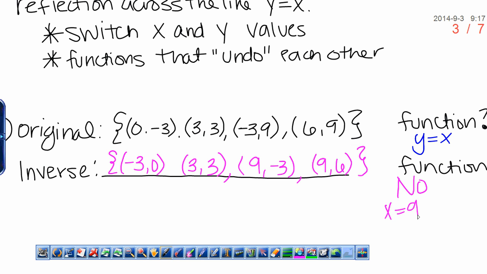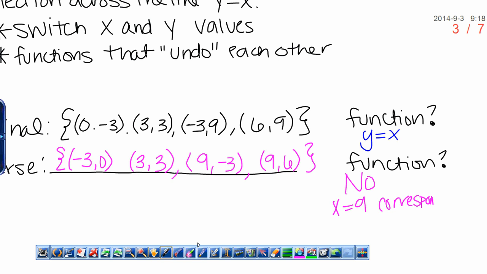Good. And you can say x equals 9 corresponds to -3 and 6, or you can simply say it corresponds to more than one y.